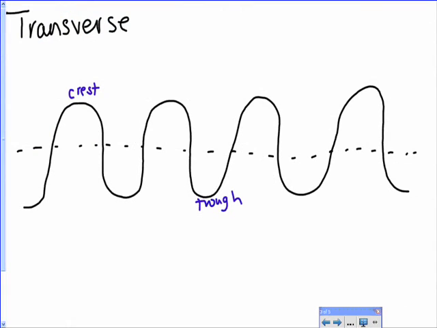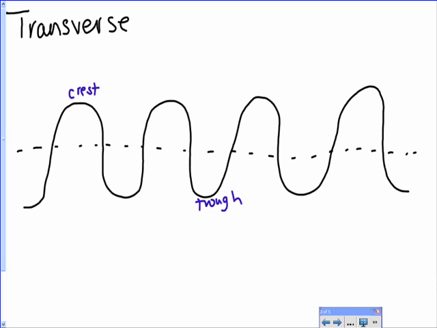All right, this is a picture of a transverse wave. Can you see that a transverse wave is actually going to move from left to right of your screen? But the particles in the wave are moving perpendicular. They're going up and down. That's what makes it a transverse wave.